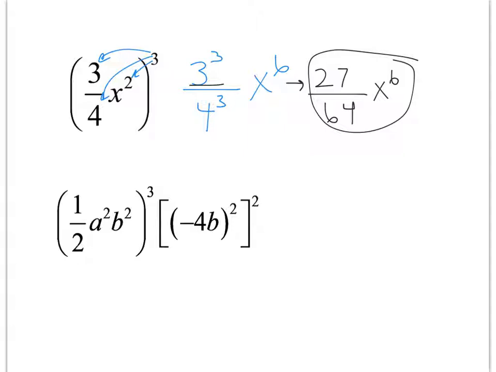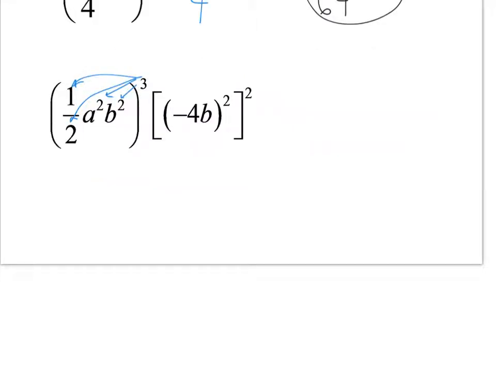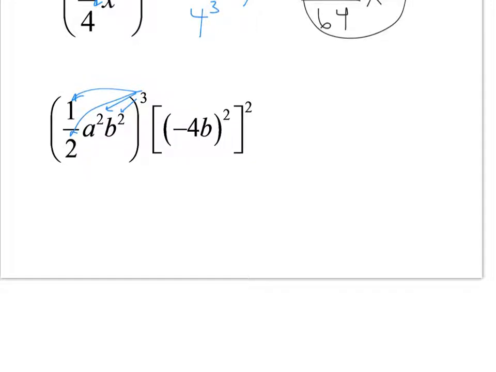Okay, let's try another example. So we have a lot to simplify here. So first thing I would do is look at this 3 and distribute it to everything inside. And when we do that, we get 1 cubed over 2 cubed, a to the 6th, b to the 6th.